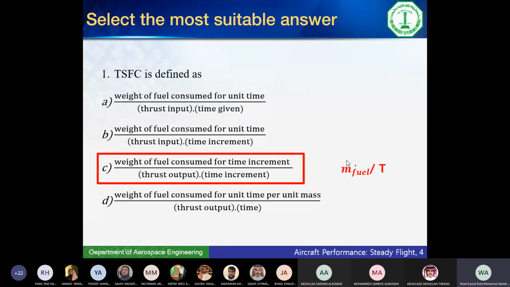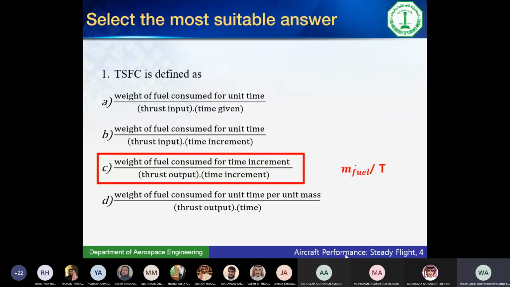And on the top, it's the weight of the fuel per unit time, for any time. So think of it as m dot or W dot. That's why we have the time increment. And then it's divided by the thrust. That's the specific fuel consumption. Okay.